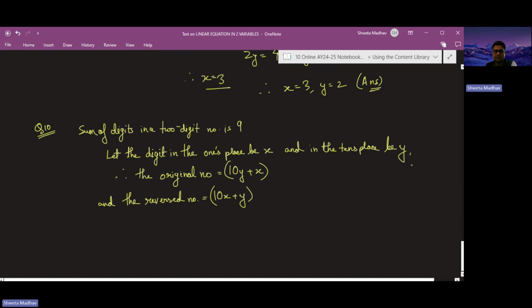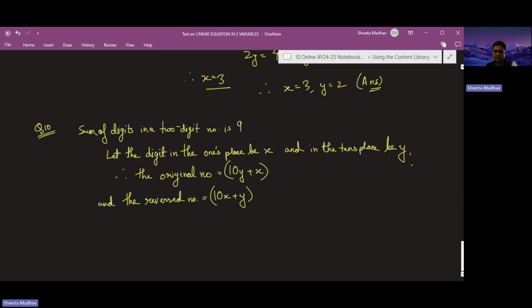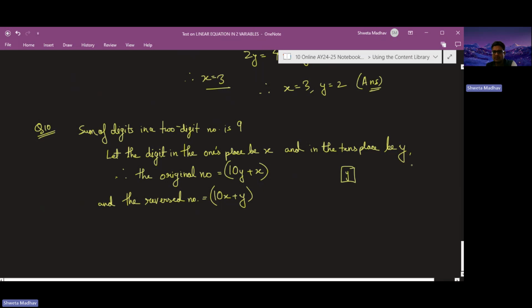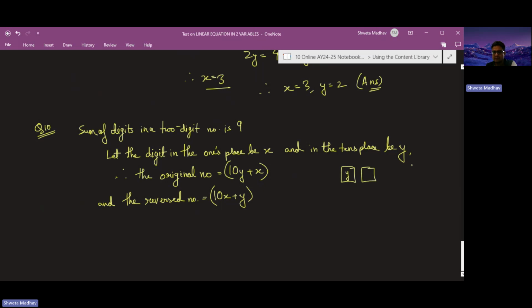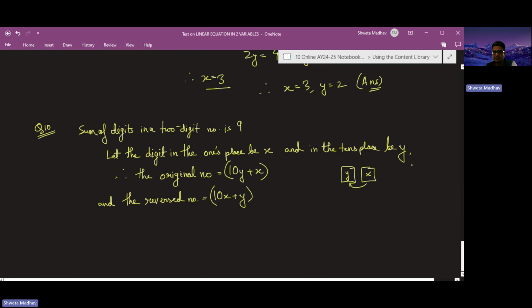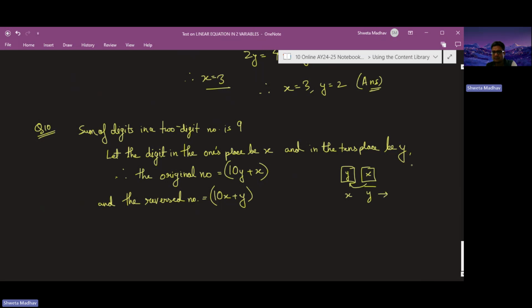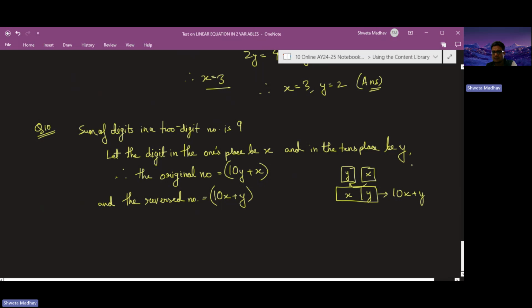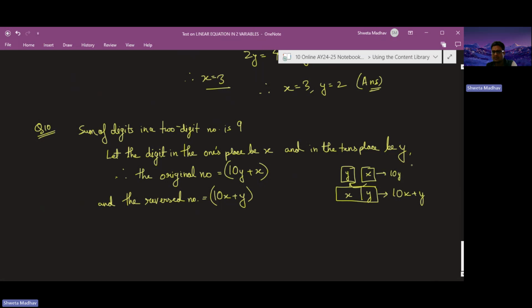Since if we reverse the digits, then we took that the digit in the tens place is y and the digit in the ones place is x. So if we reverse it, it means now x will be in the tens place and y will be in the ones place. So the reversed number will be 10x plus y, and the original number will be 10y plus x.